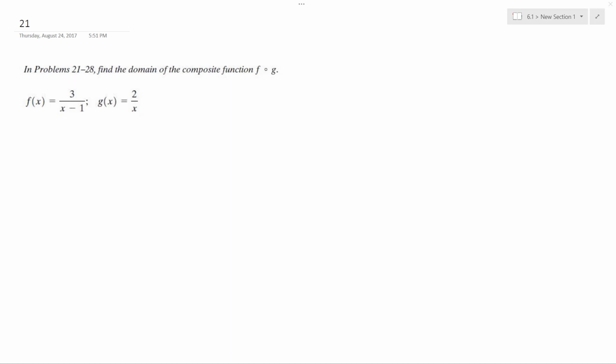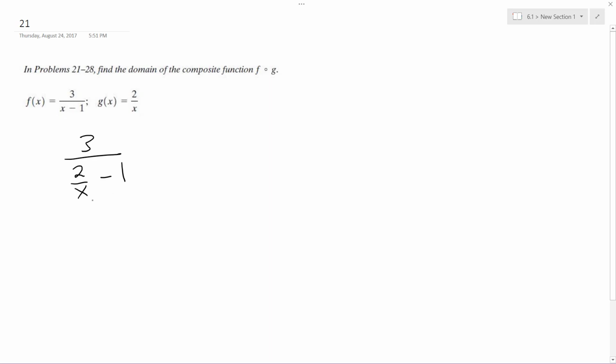So we want to find the domain of the composite function. This just means where it has continuity, and for the composite function, the denominator cannot equal 0. So in this instance, f of g is going to be 3, and then wherever x is for f of x, you're going to plug in the g of x equation, so 2 over x minus 1.